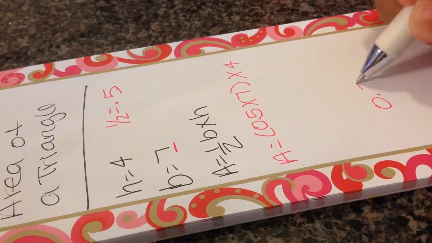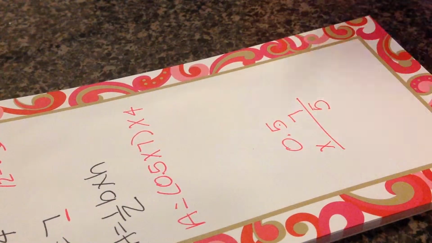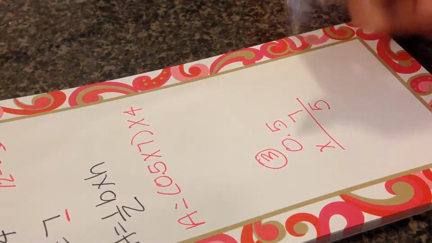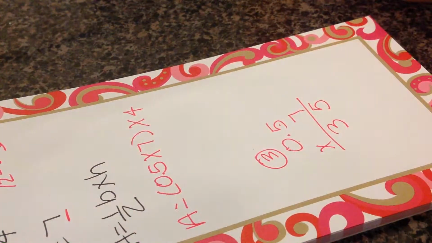We do 0.5 times 7. 7 times 5 is 35. We put down the 5 and we carry our 3. 7 times 0 is 0 plus 3 is 3. Now we're not done yet.